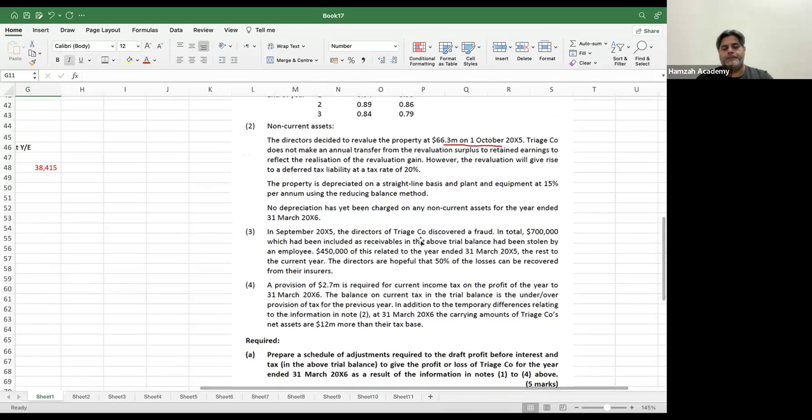Then, point number 3. In September 2025, the directors of Triage Company discovered a fraud in total 700,000, which had been included as a receivable in the above trial balance and had been stolen by an employee. 450,000 of this related to the year ended 31st March 2025 and the rest to the current year. The directors are hopeful that 50% of the losses can be recovered from their insurance.